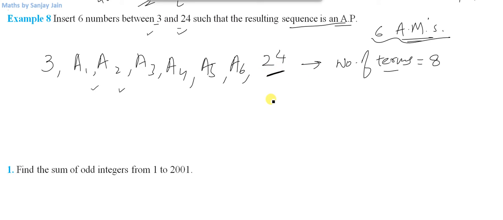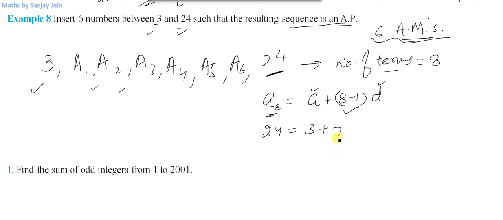So how do I write the 8th term of an AP? A8 is equal to A plus 8 minus 1 into D, where A is the first term and D is the common difference. So the 8th term is 24 and it is equal to the first term 3 plus 7 into D. So this will help me to find D. If I take this 3 to the left hand side, this will give me 21 here. It is equal to 7D. So I can say D is equal to 3.